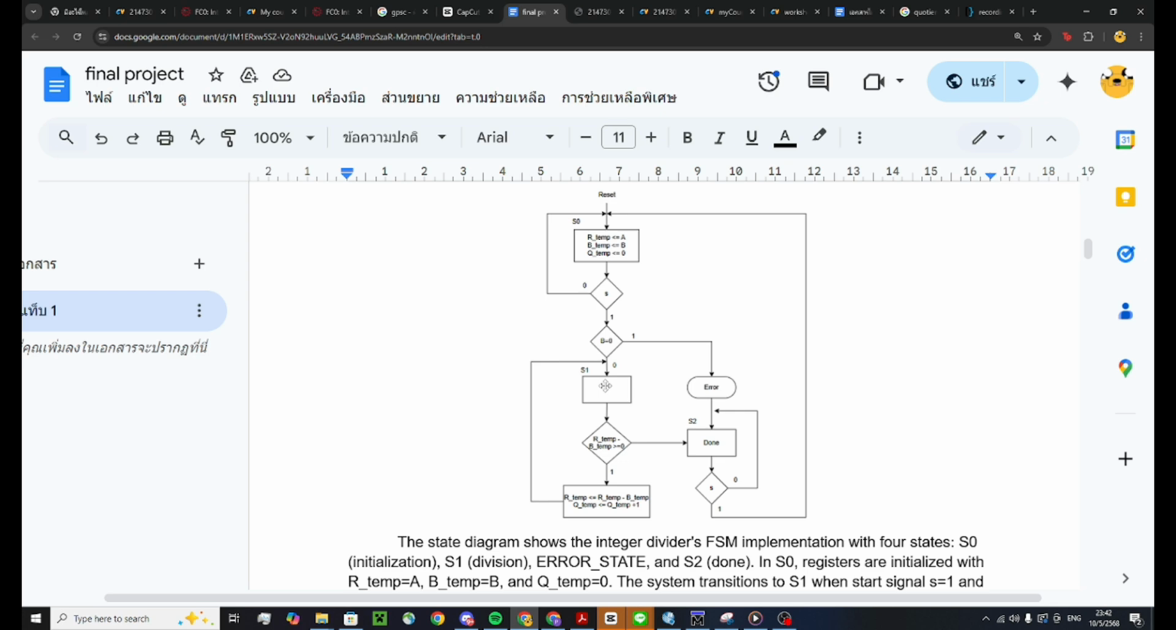So if R minus B is greater than 0, it does this logic, where R equals R minus B and Q equals Q plus 1. And it does it over and over again, if and only if R minus B is less than 0, then it goes to done. And it has to wait for S equal 1 again to reset the system to state 0. If not, it stays in the done state.